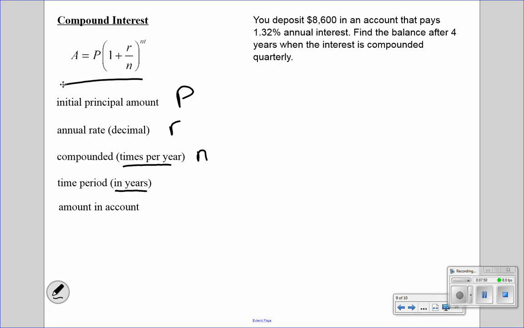Our time period in years is t. So if it's 5 years, t equals 5. If it's 6 months, t equals 1/2. And then the amount in the account is A. So in this problem, we started with a principal of $8,600. Our R is our annual rate. Remember, we have to write this as a decimal, so it would be 0.0132. N is the amount of times it's compounded yearly. This says it's compounded quarterly, which means it's compounded 4 times in a year.